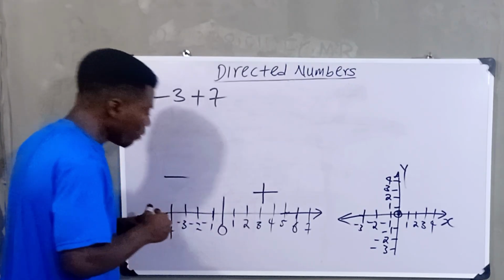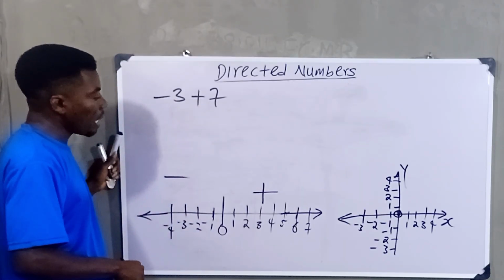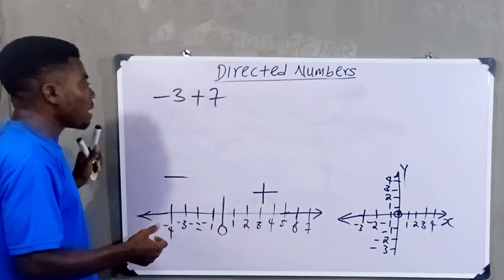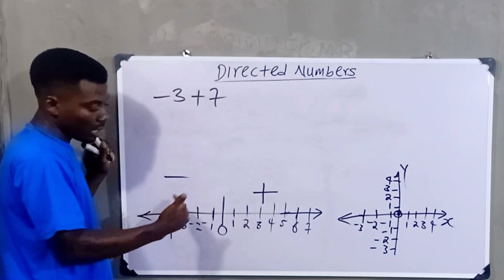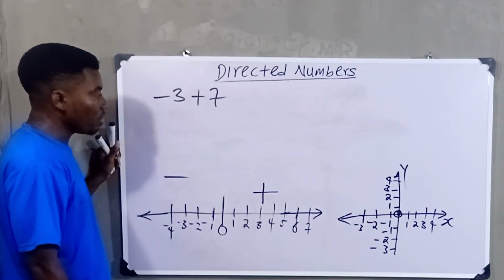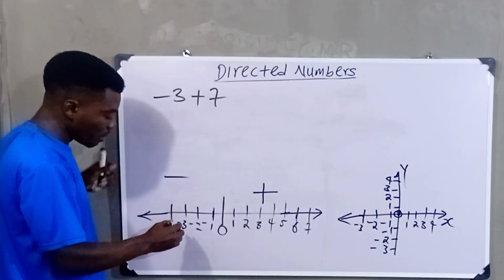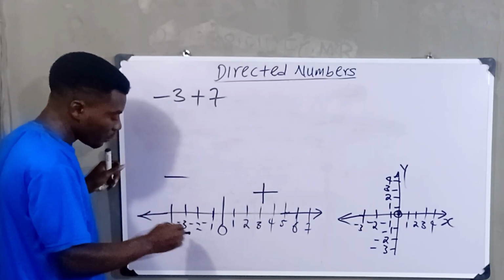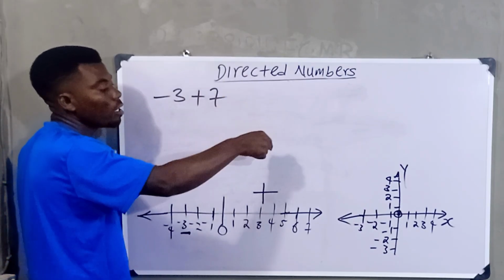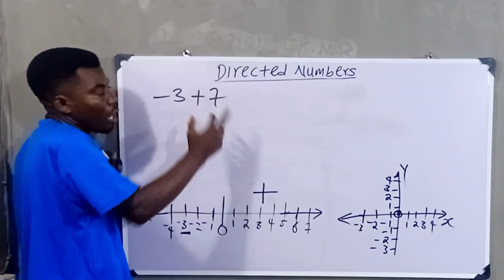Well, to find the answer to the question on the board, we are going to use this number line. The question says -3 plus 7. Remember that the left side of 0 is where you find negative, while the right side of 0 is where you find positive. So locate where you have -3, and that is this point. Then move towards the right, because positive is towards the right. How many times? 7 times. And that will be the answer.